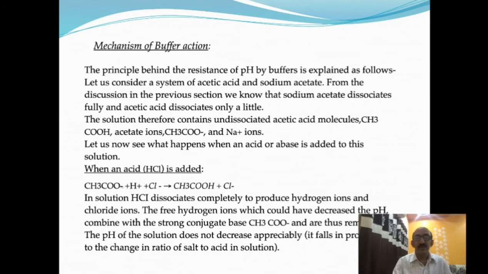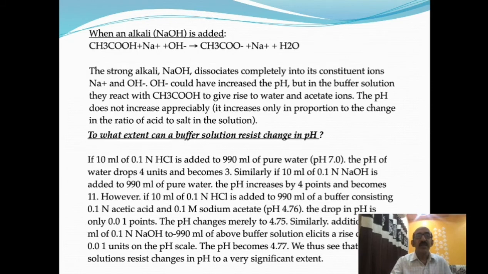Now, next, what happens when you add NaOH, that is a strong alkali, to the acetic acid and sodium acetate buffer solution. The reaction is CH3COOH plus NaOH gives CH3COO minus plus Na plus H2O. The acetic acid reacts with sodium hydroxide. Sodium hydroxide is present in dissociable form. It is a strong base. Acetic acid is a weak acid.